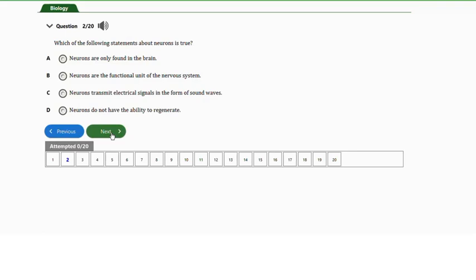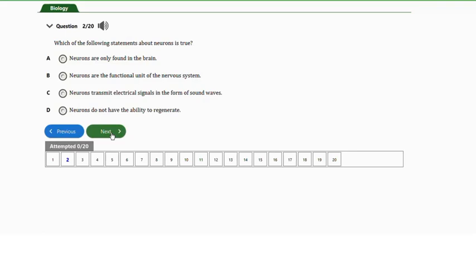Question number 2 says, which of the following statements about neurons is true? A, neurons are only found in the brain. B, neurons are the functional unit of the nervous system. C, neurons transmit electrical signals in the form of sound waves. D, neurons do not have the ability to regenerate. So guys, the answer to this question is option B. Neurons are the functional unit of the nervous system. So the functional unit of the nervous system is neurons.